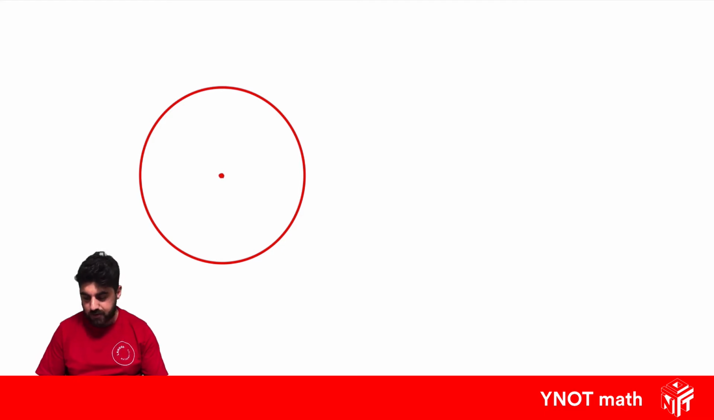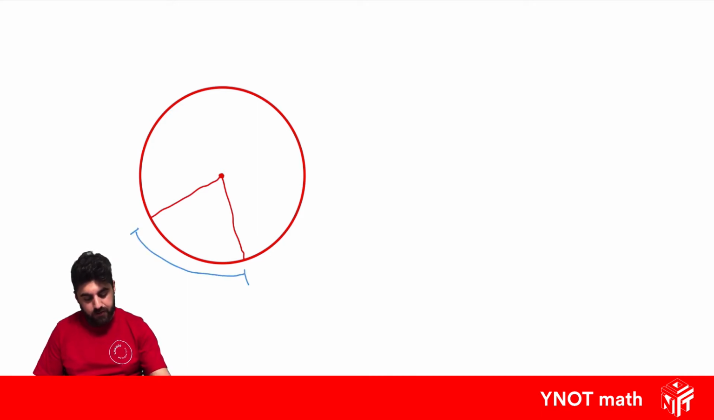So let's draw our center. It says the angle at the center of a circle, so let's draw a couple of lines in. Now, the angle at the center is twice the angle at the circumference when they stand on the same arc. So here's the arc that they're going to stand on.